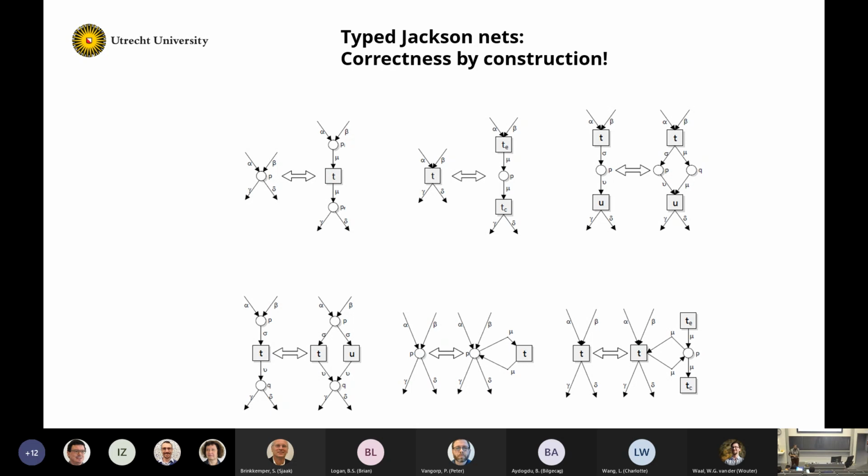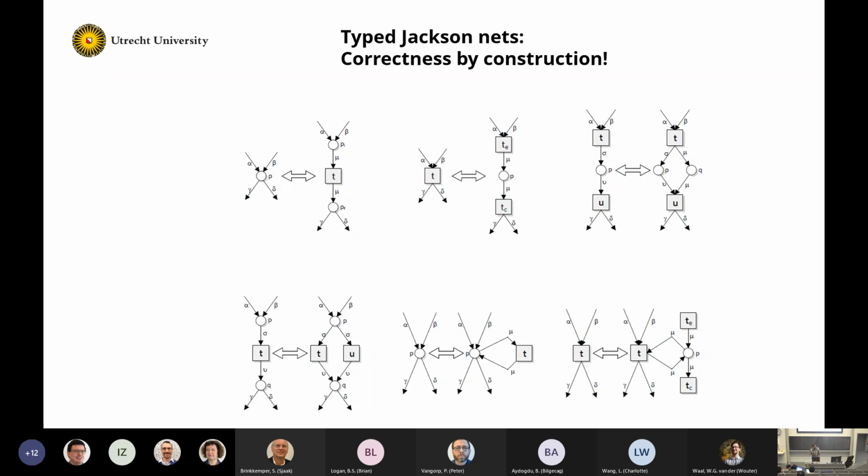Yep, duplication. Yep. Exactly. So here you create a choice. So one of them will fire. Yeah, exactly. So you create a choice.